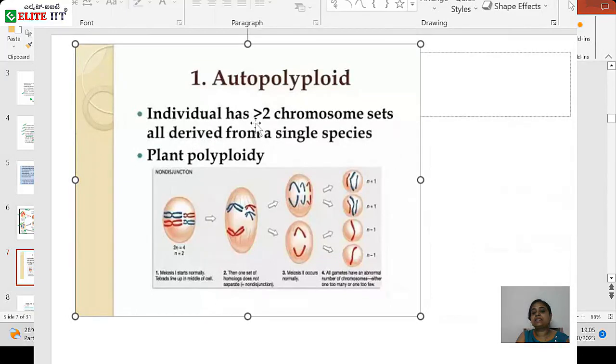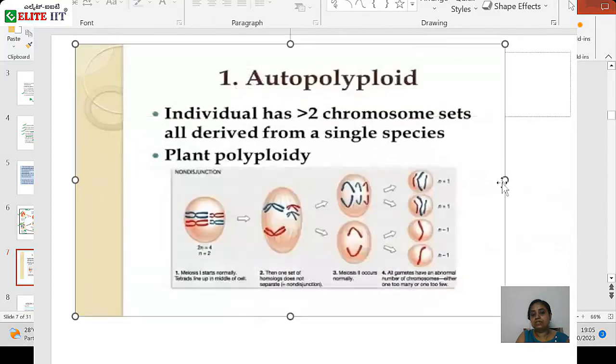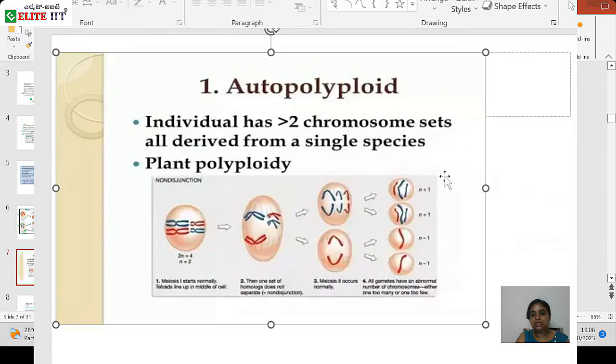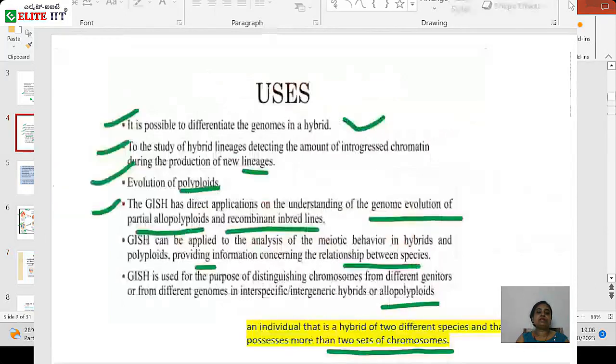Individual has greater than 2 chromosome sets, all derived from a single species. In that case, it is derived from a single species, but with greater than 2 chromosome sets. Okay. So now, why have I discussed that? Because in the case of the GISH method, allopolyploidy is coming within this topic.